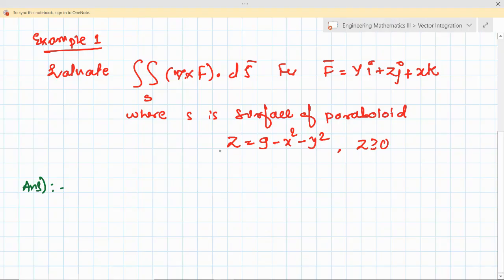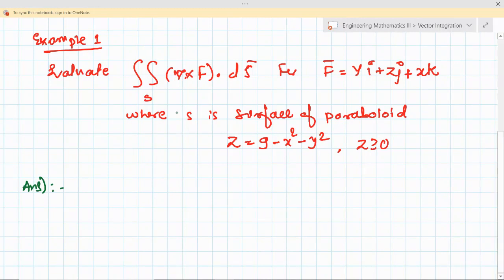Okay, so either you can find the line integral, or otherwise you can simply find the surface integral. Both conditions we will discuss here. How to find the surface integral we haven't seen yet. So let us see how we can find the surface integral.